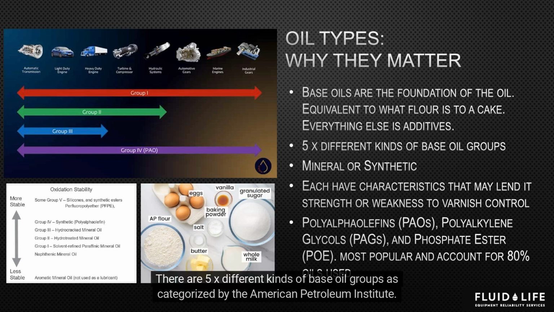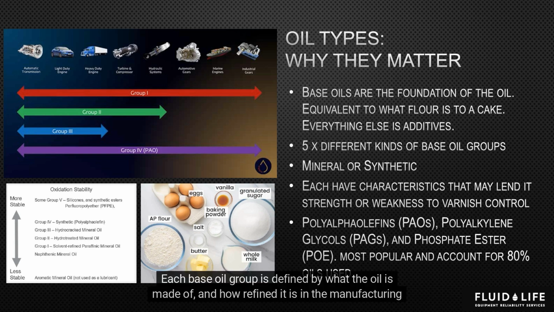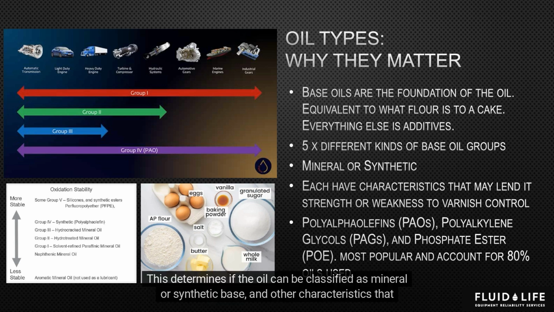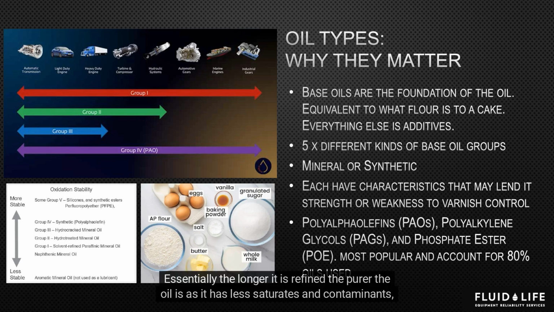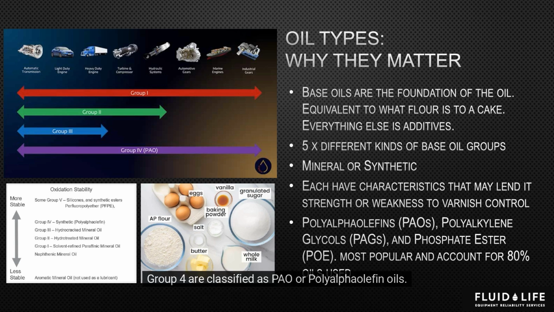There are 5 different kinds of base oil groups as categorized by the American Petroleum Institute. Each base oil group is defined by what the oil is made of and how refined it is in the manufacturing process. This determines if the oil can be classified as mineral or synthetic base, and other characteristics that may impact varnish control. Groups 1, 2, and 3 are refined from petroleum crude oil and would be classified as mineral oil, although Group 3 can be described as synthetic oil. Essentially, the longer it is refined, the purer the oil is, as it has less saturates and contaminants, and the higher grade it is. Group 4 are classified as PAO or polyalpha olefin oils.